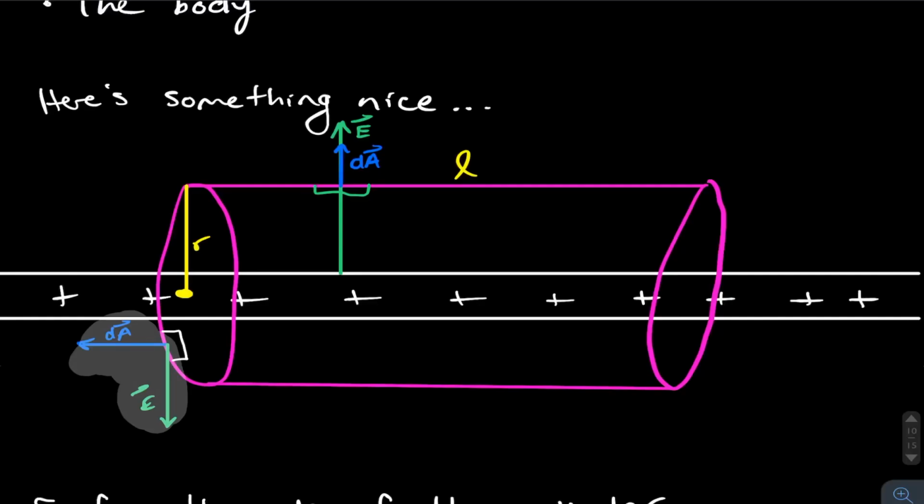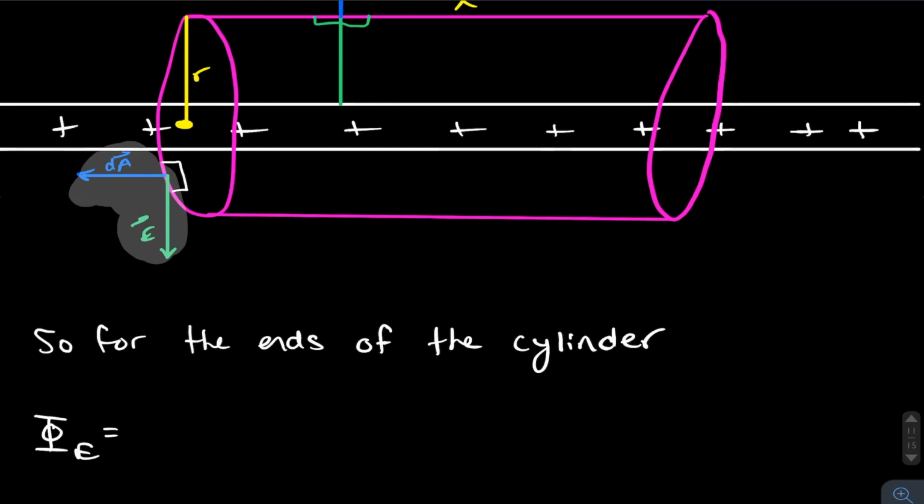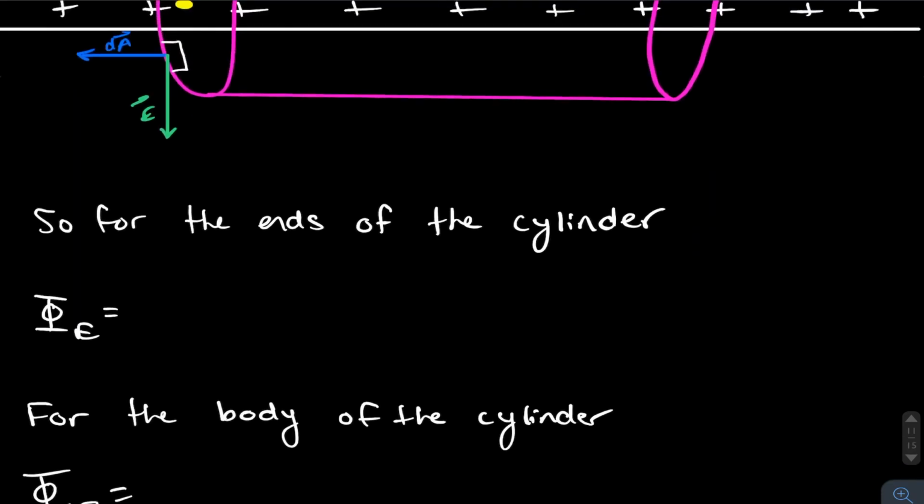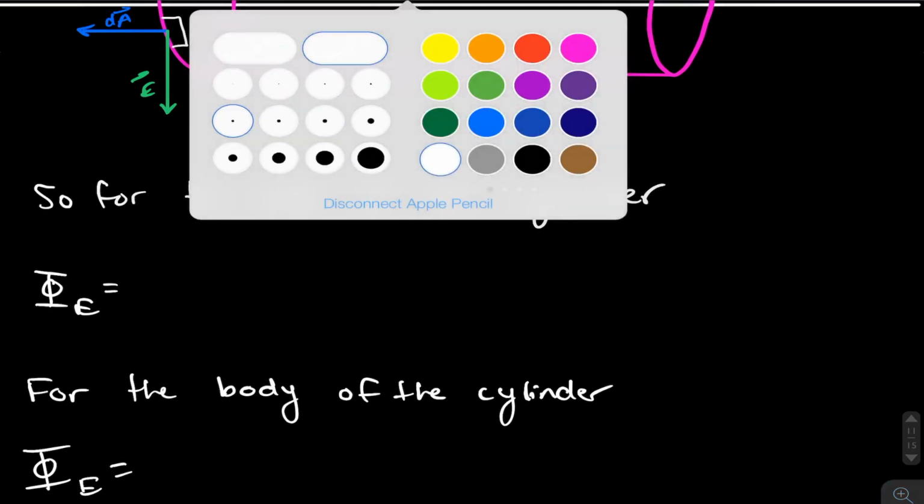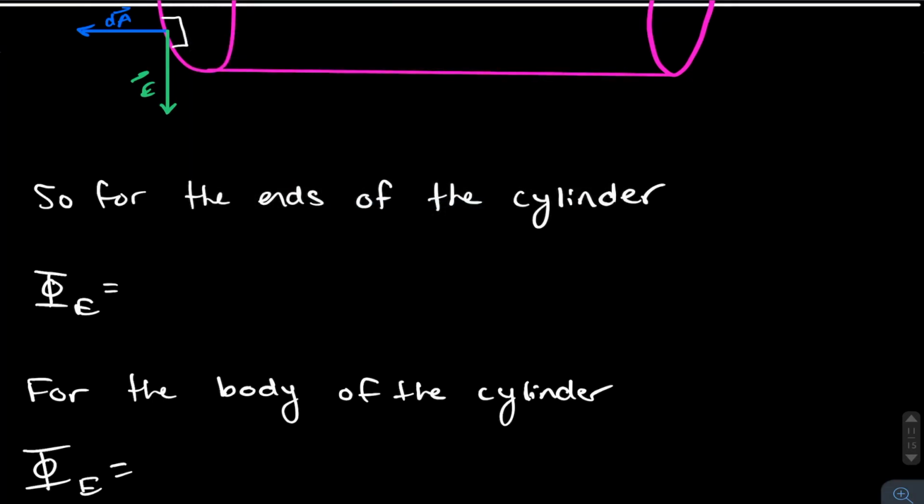So you're going to have the electric field going downward, and the area vector is shooting out like this. So your electric flux is going to be 0, and I'll show you why in just a second. If you're still getting used to that whole dot product thing that I mentioned earlier, for the ends of the cylinder we have that the electric flux equals EA cosine theta.